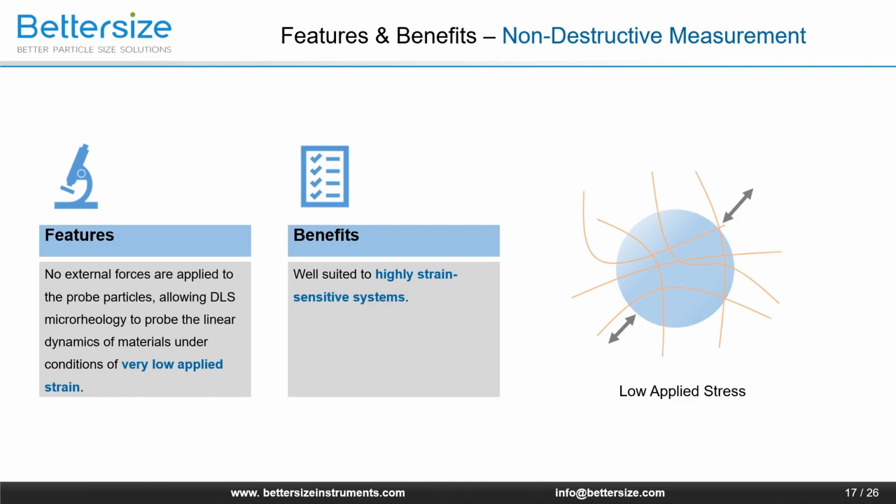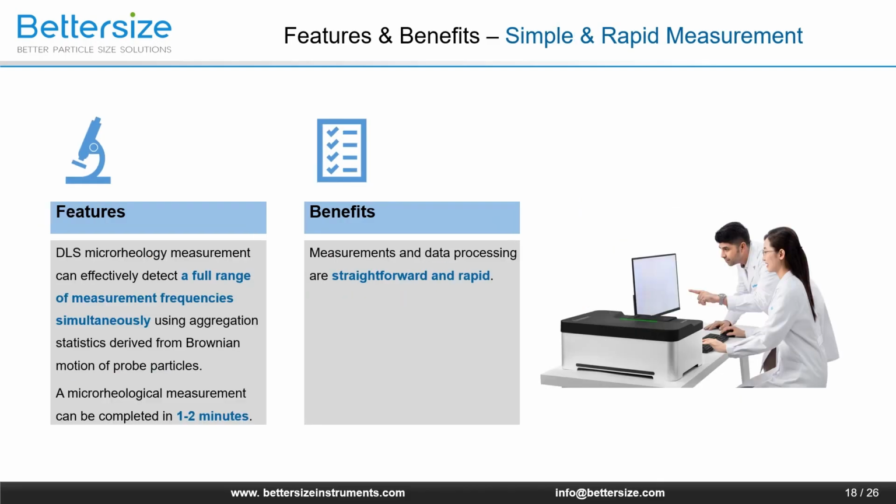This makes DLS microrheology well suited for highly strain-sensitive systems, as it can probe the linear dynamics of materials under conditions of very low applied strain. DLS microrheology measurement can effectively detect a full range of measurement frequencies simultaneously using aggregation statistics derived from the Brownian motion of tracer particles. And BeNano series microrheology measurements are performed in 1 to 2 minutes. As a result, both the measurement and the data processing are simple and fast.